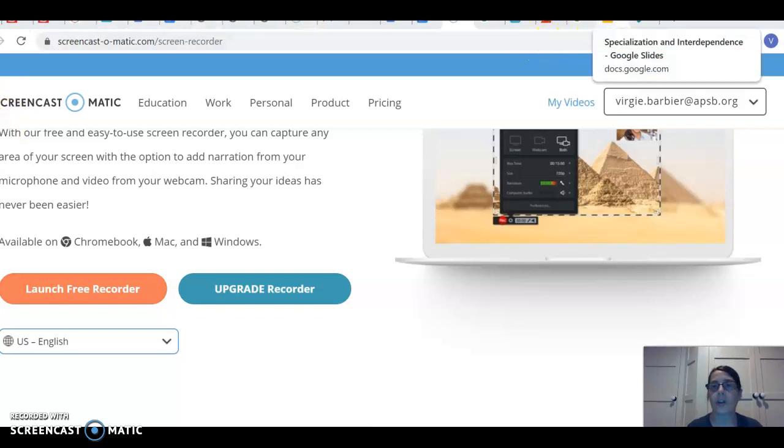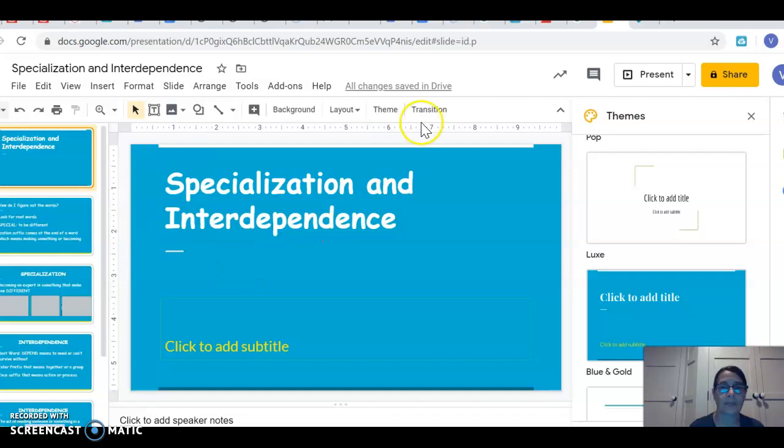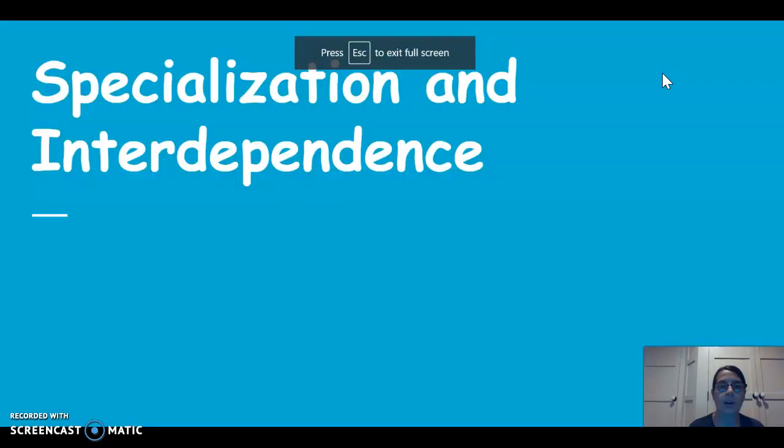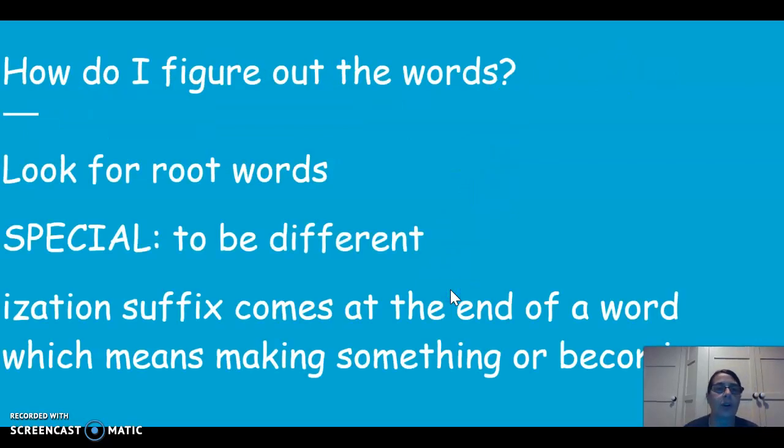We are going to do a social studies lesson on something called specialization and interdependence. Those are awfully big words. Well, I'm going to show you how to break them down. So when you are looking at a big word and you don't know how to figure it out, look for your root word. Look for the words that you do know.